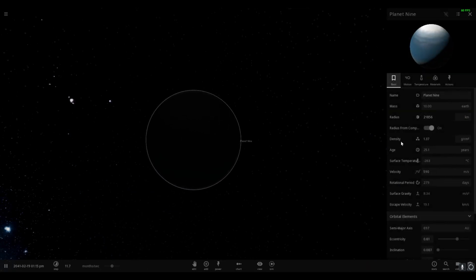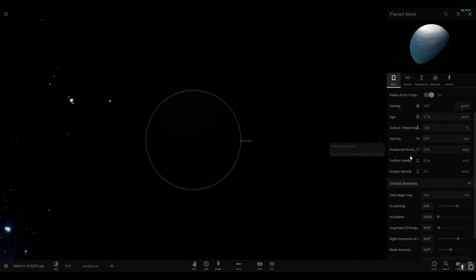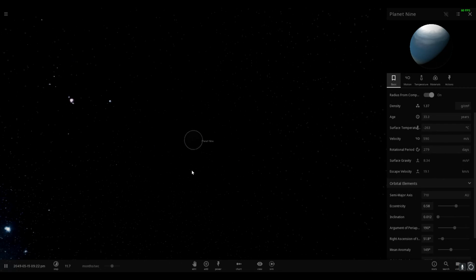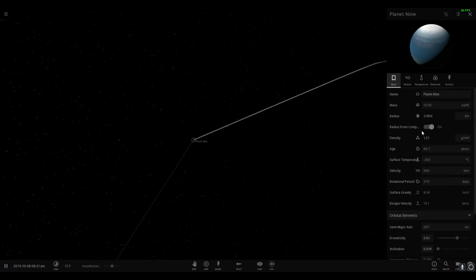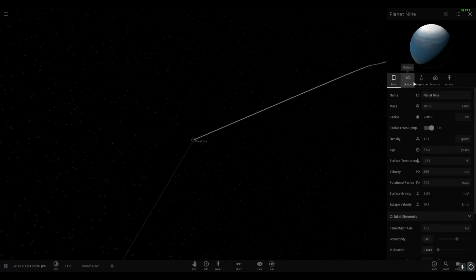Planet 9, while extremely far away, has a 700 astronomical unit semi-major axis. An astronomical unit is the distance between the Earth and the Sun. So imagine how far that is. Its orbital period is around 20,000 years to orbit a full lap around the Sun. It is about the size of Neptune, 10 times the size of Earth. It's extremely cold and it's very dark.